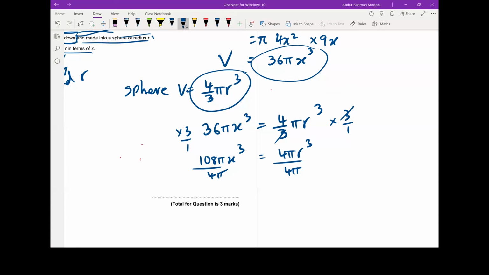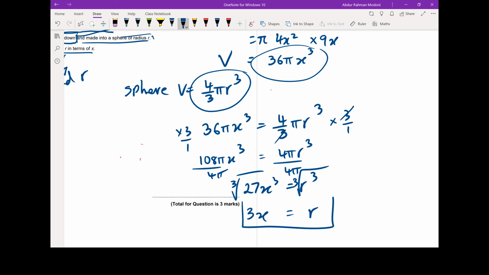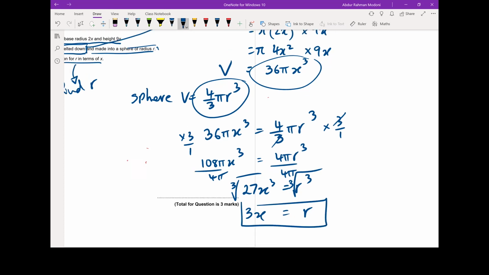So 108 pi divided by 4 pi is 27x cubed, which is equal to r cubed, and then I'm going to cube root both sides to find out r. Cube root of 27 is 3, and cube root of x cubed is x. So the answer is r is equal to 3x, which is what we wanted to do.